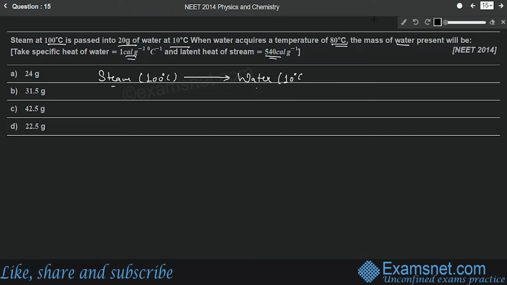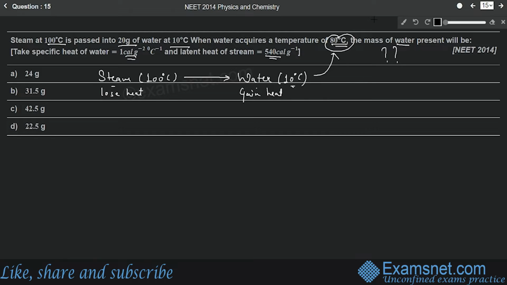So during this process, the steam will lose heat, whereas the water will gain heat, and the temperature of water will rise. Okay. In this question, it is asked that when the temperature of water reaches 80 degrees Celsius, initially it was 10 degrees Celsius, at that point of time, what will be the mass of water present? Okay, because some of the steam will get converted into water, so the mass of water will increase.